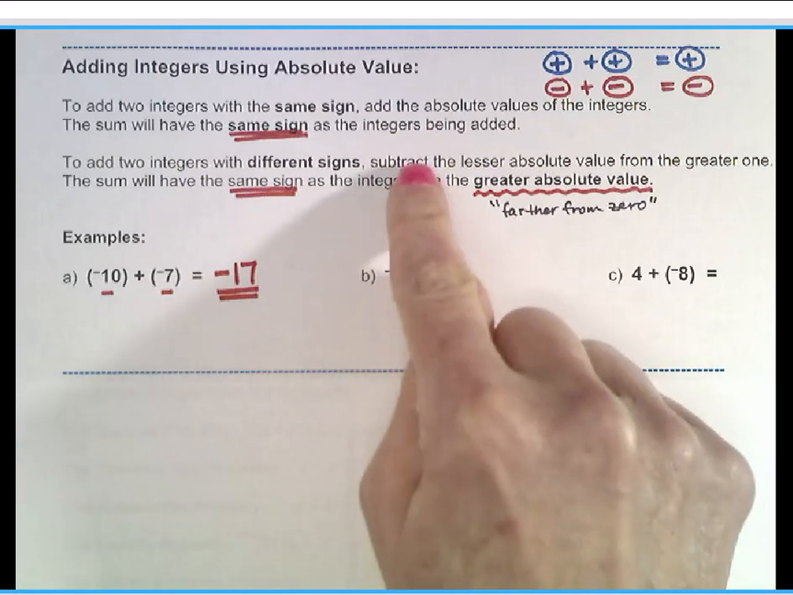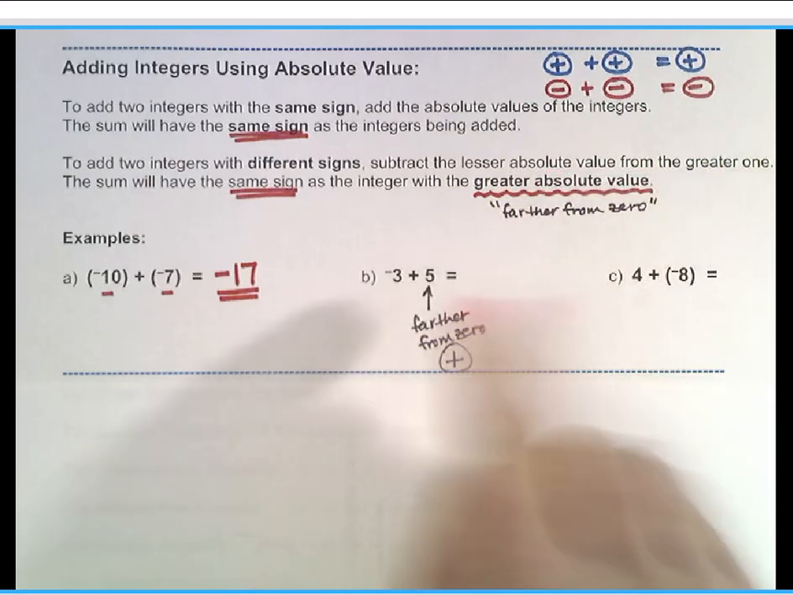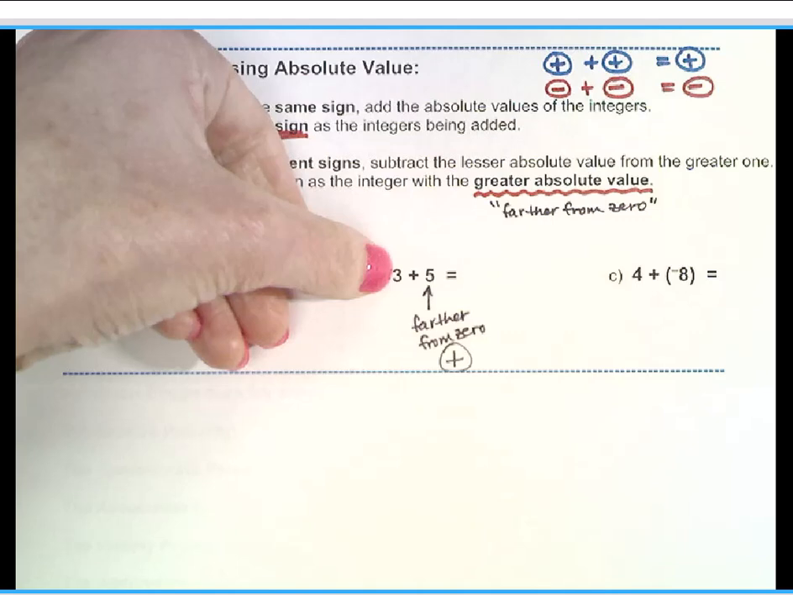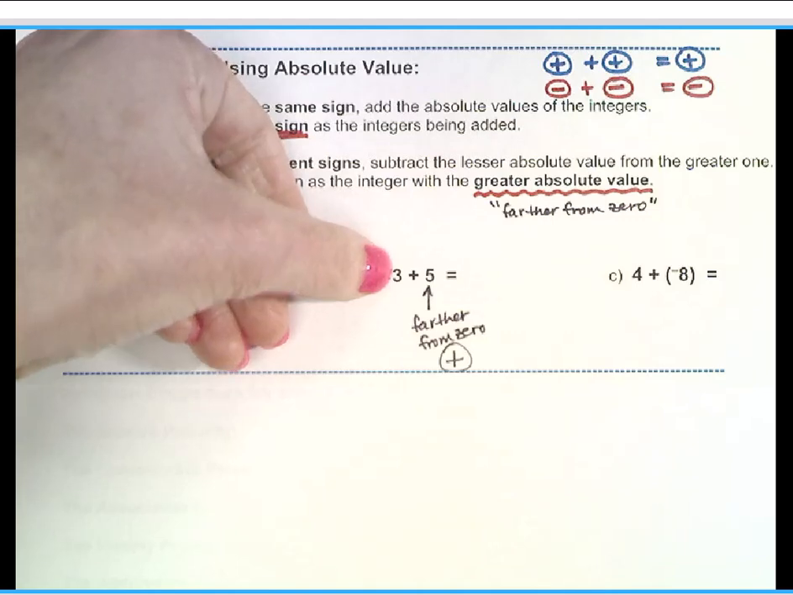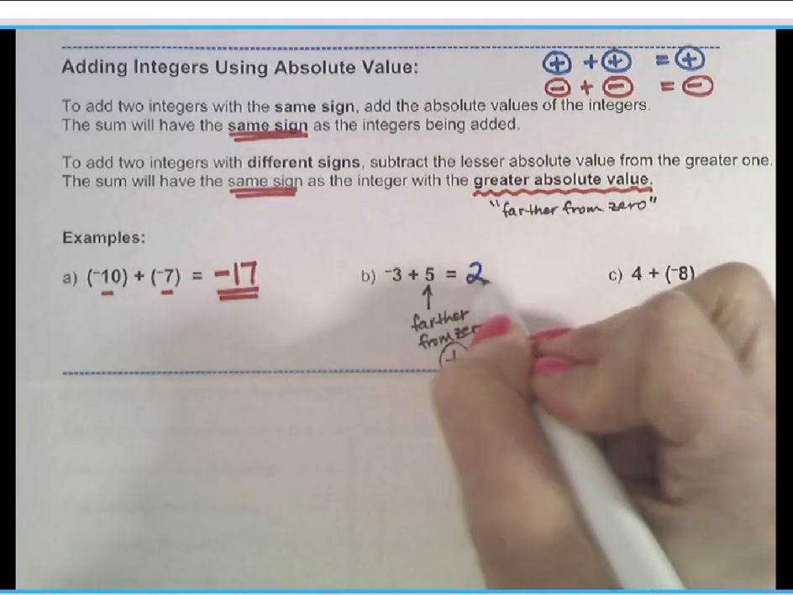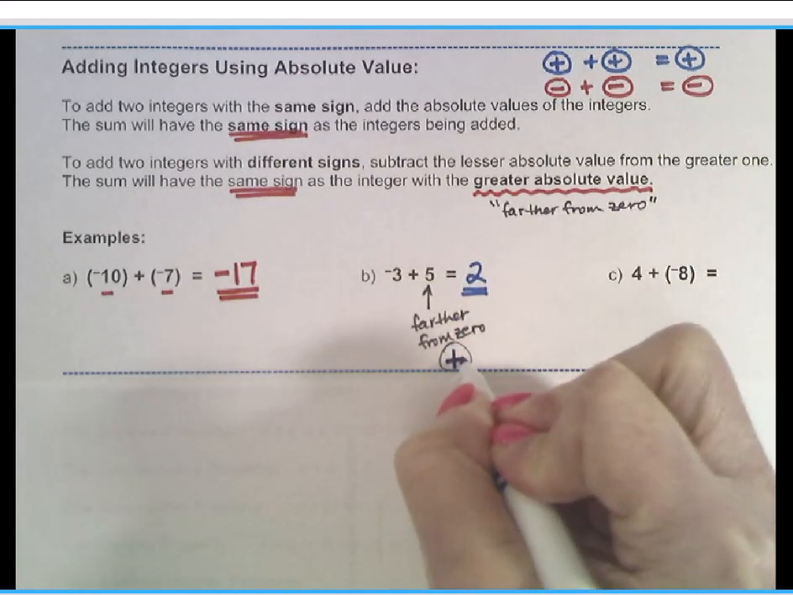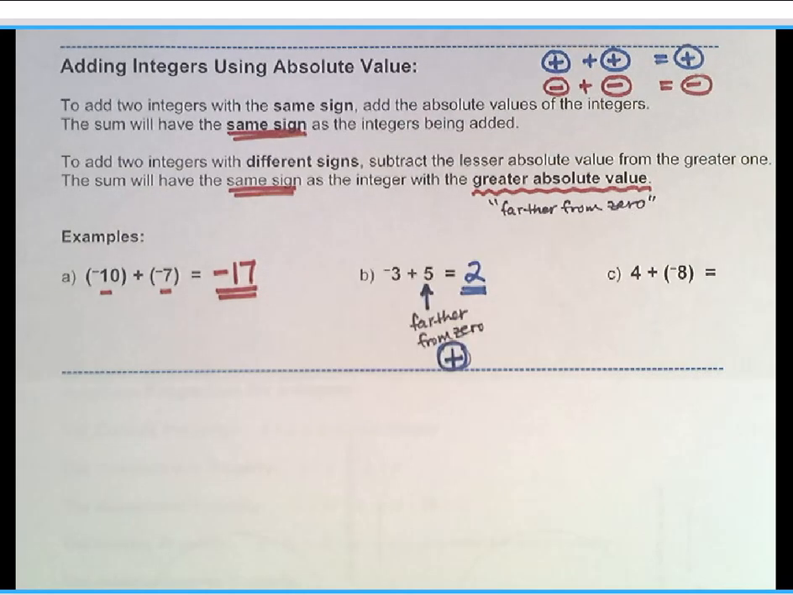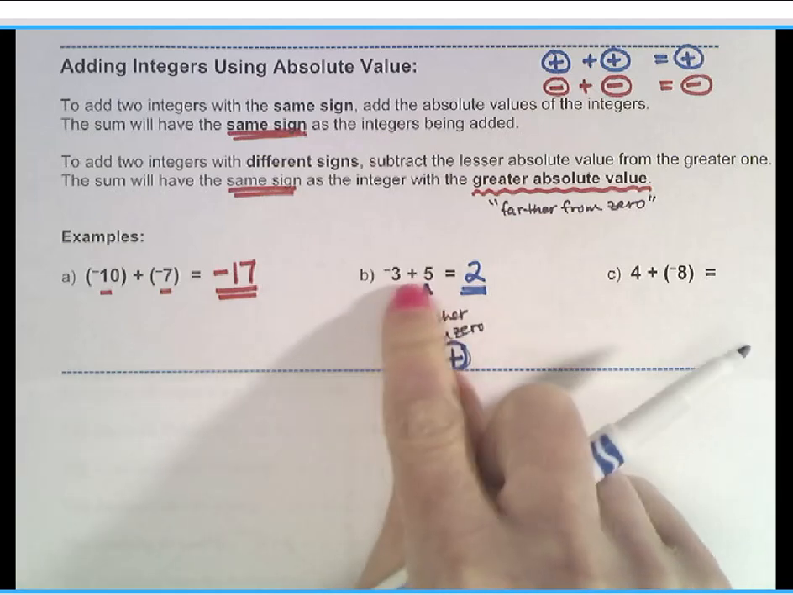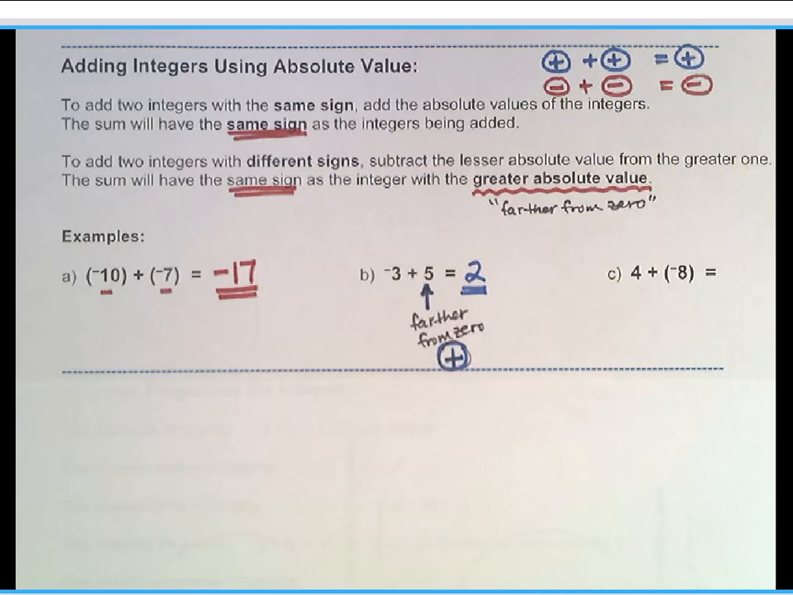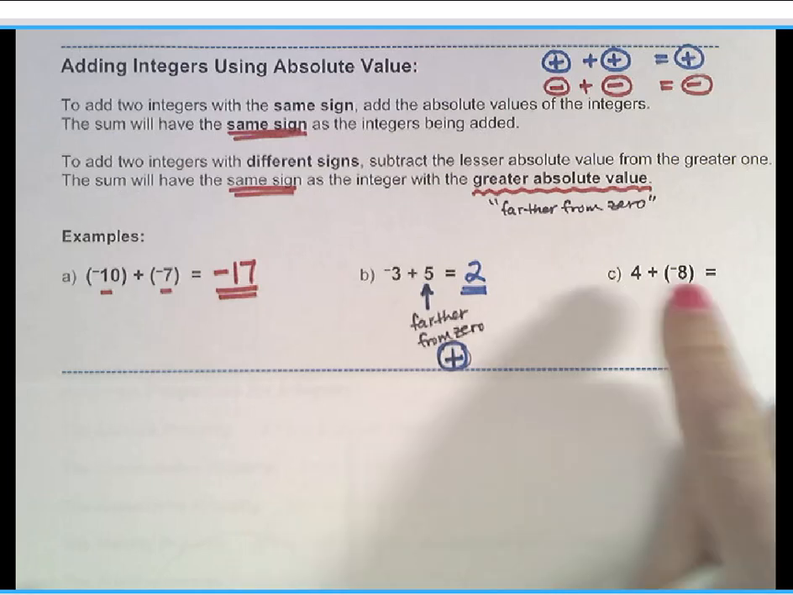And it says subtract the lesser absolute value from the greater one. So just look at these as a 3 and a 5. What's the difference between 3 and 5? It's 2. So my answer is going to be positive 2. But it is positive because that guy right there, he wins. So he gets to decide the sign on the final answer. So you actually subtract. I know that seems strange, but you subtract and keep the sign of the one farther from 0.